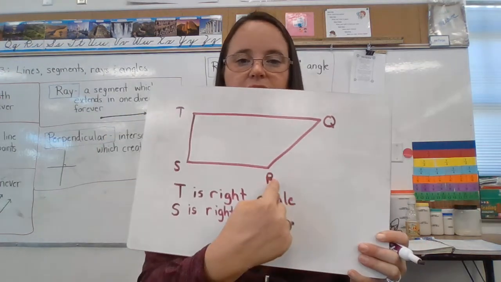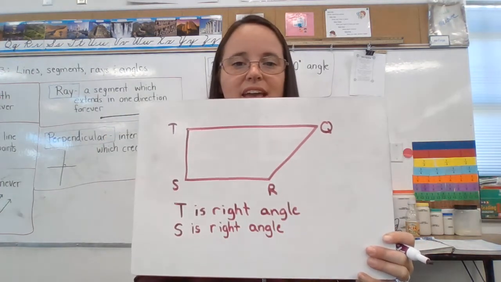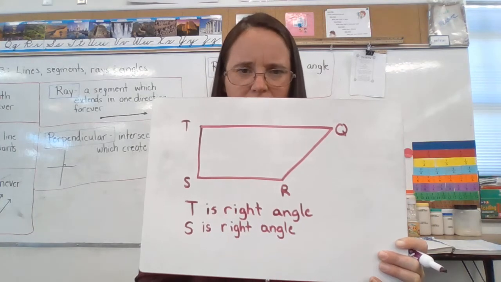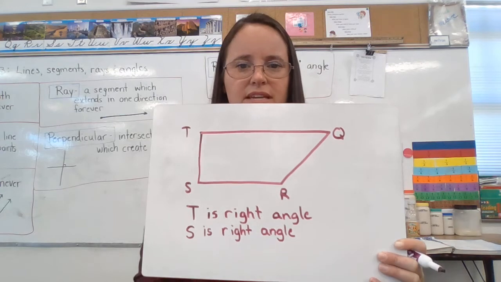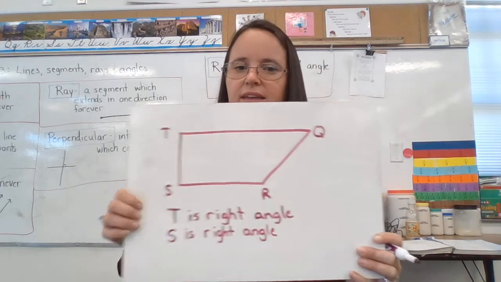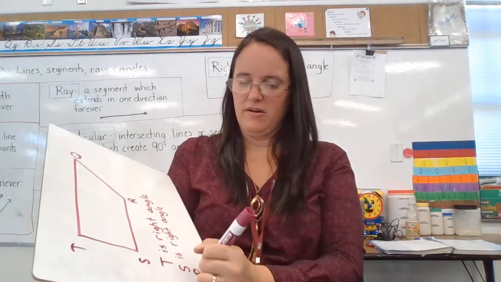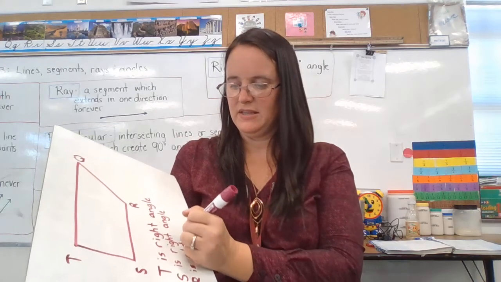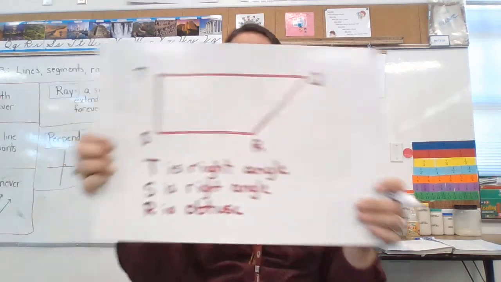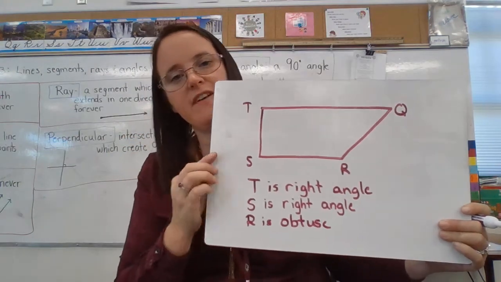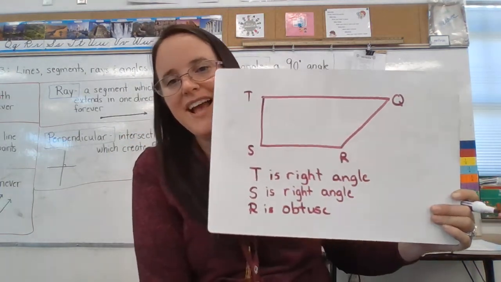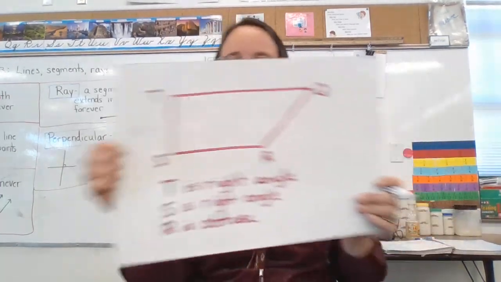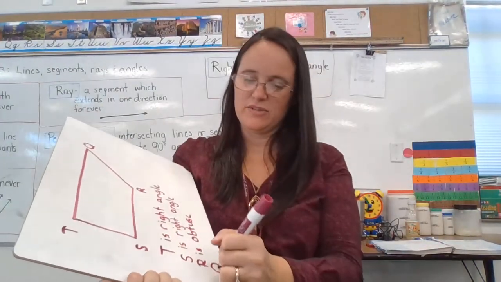Let's look over here at R. What kind of angle is R? It's a big fat angle. It's much bigger than 90 degrees. So what would we call that? R is an obtuse angle. And finally, Q over here. What a cute little teeny tiny angle. Q is acute.